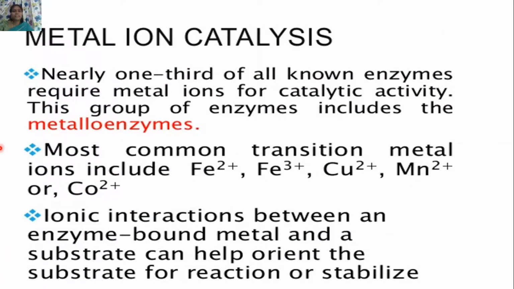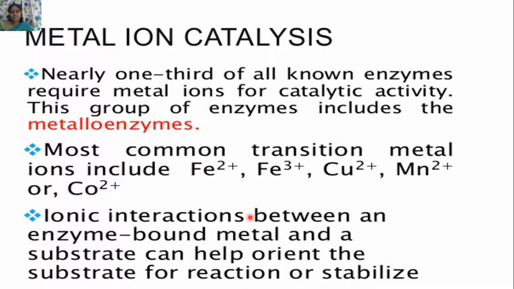So metal ion catalysis, they act as activators. Nearly 1/3 of known enzymes require metal ions for their catalytic activity, and this group of enzymes includes metal ions. Most common transition metal ions are iron, copper, manganese and cobalt. That is, ionic interaction between an enzyme and enzyme bound substrate can help to orient the substrate for reaction to stabilize, where they act as activators.